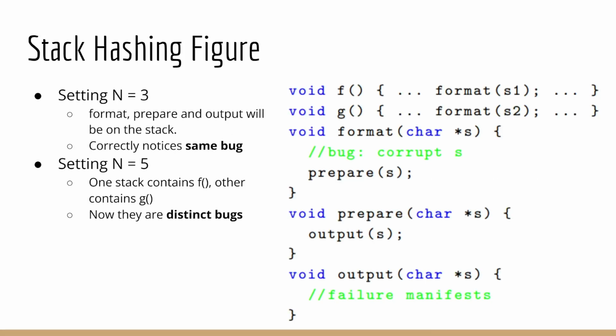Well, here in this example, we can illustrate it. If you set this magical n value to 3, which is basically checking 3 frames off the stack, in this sample program you would see this failure. It starts at output, then you go to prepare, then you go to format. So anything that fails at output, prepare, format, you would say, okay, all the same bug. But say you set it at n equals 5. Now with these two functions, f and g, there are two different bugs because one could go f, format, prepare, output, and one could go g, format, prepare, output.